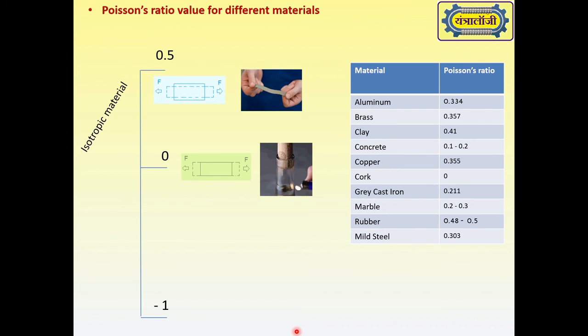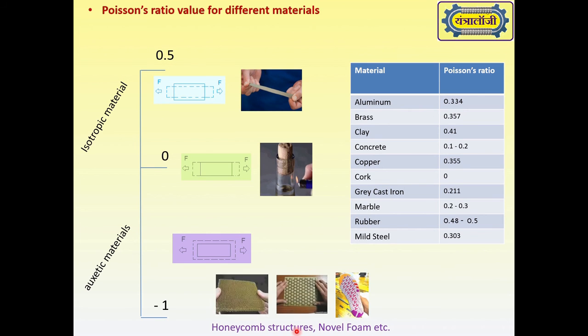It means when the cork is pulled from both the sides or pushed from both the sides, there is no change in diameter. It will break, but it will not change any value in diameter. The materials called auxetic materials have negative Poisson's ratio. It means when they are pulled from both the sides, as their length increases, their width also increases. Examples are honeycomb structures or novel foam, etc.